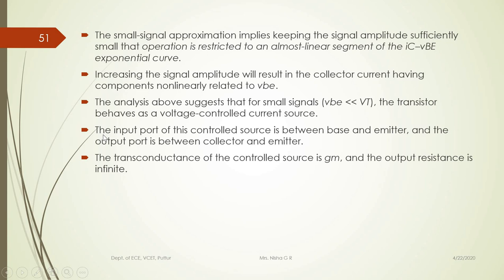So, voltage controlled current source. The input port of this controlled source is between the base and the emitter, where we are providing the input voltage, and the output port is between the collector and the emitter. So the transconductance of the controlled source is GM and the output resistance is infinite.